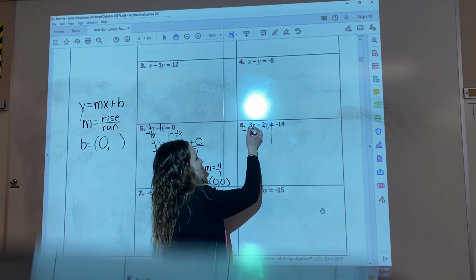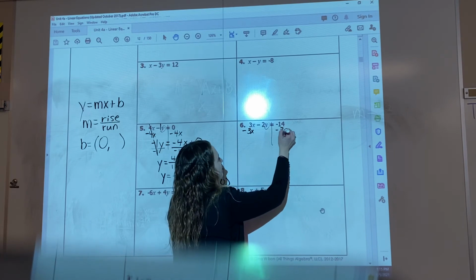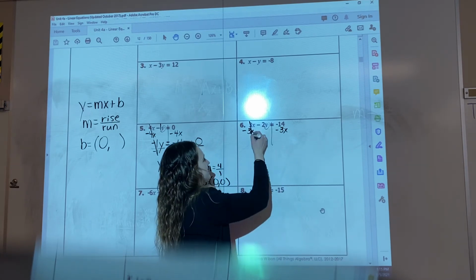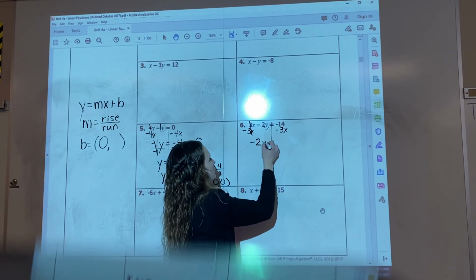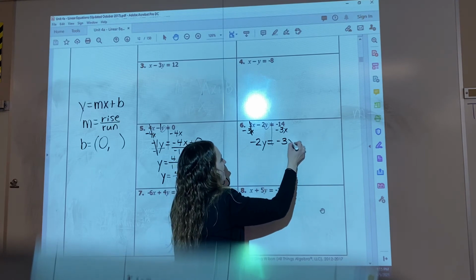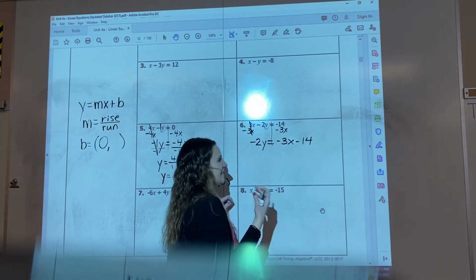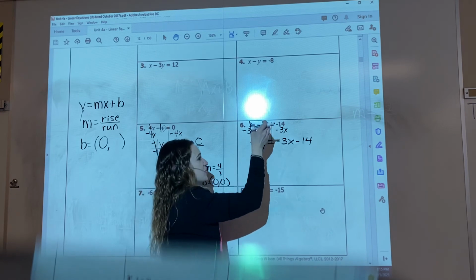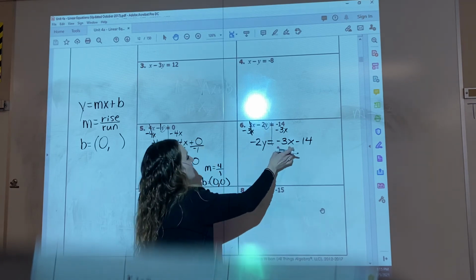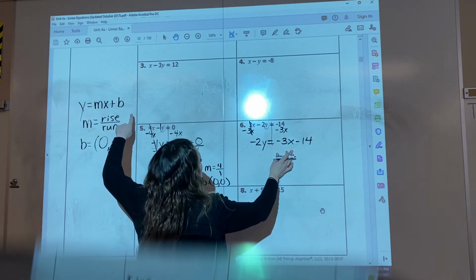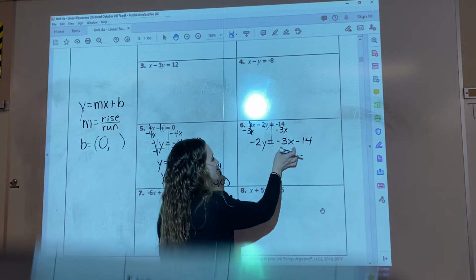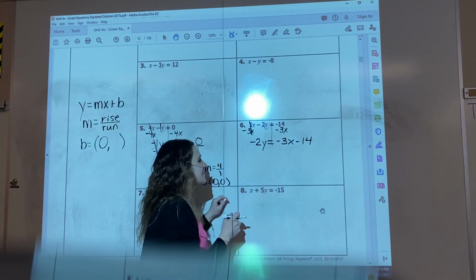Number 6, draw my line, circle my y. Gotta get rid of that x term by subtracting. This goes away. Drop down your -2y equals -3x minus 14. Again, you want to get in the habit of putting the x term first because that will put it in the form y equals mx plus b. Okay, that's why we put this one before that constant.